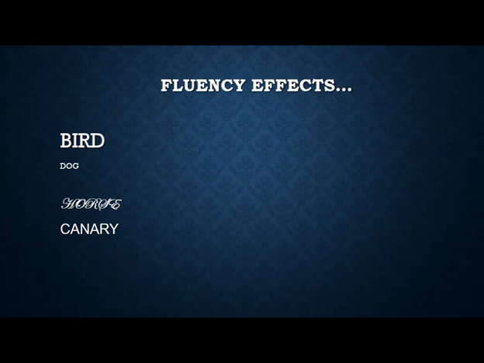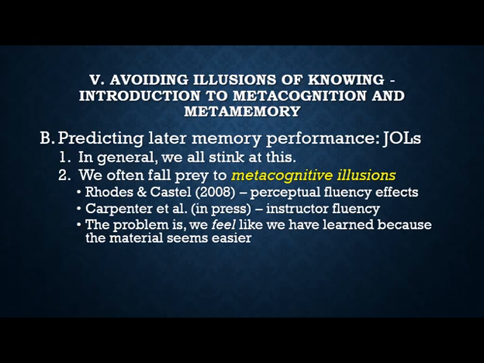Those of you who can actually read that says horse, even standing right here, I can hardly see that says horse. Now, I would never recommend that you write out your notes in some crazy curly Q font, because you'll just end up at the eye doctor. The point here is to avoid this kind of illusion. So the problem is we feel like we have learned because the material seems easier, because it was easier to process, and that's why we call this perceptual fluency.